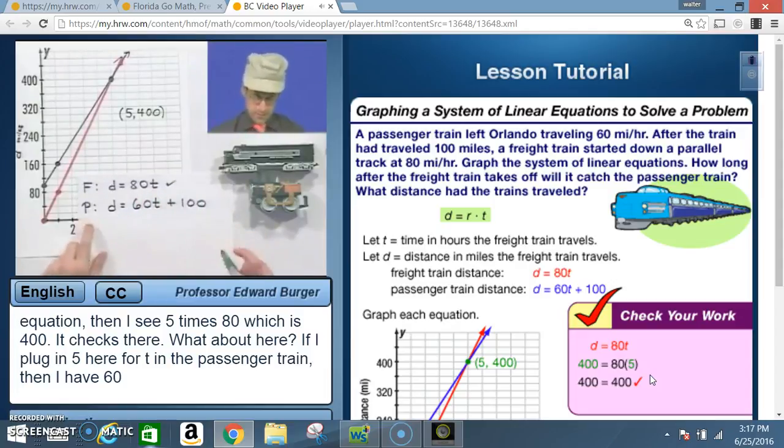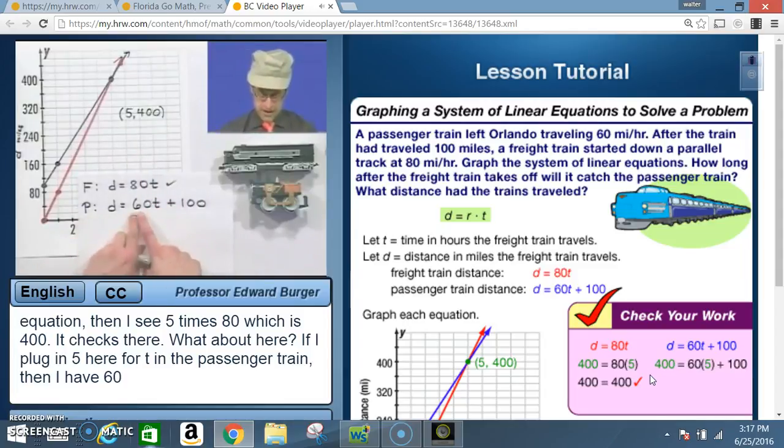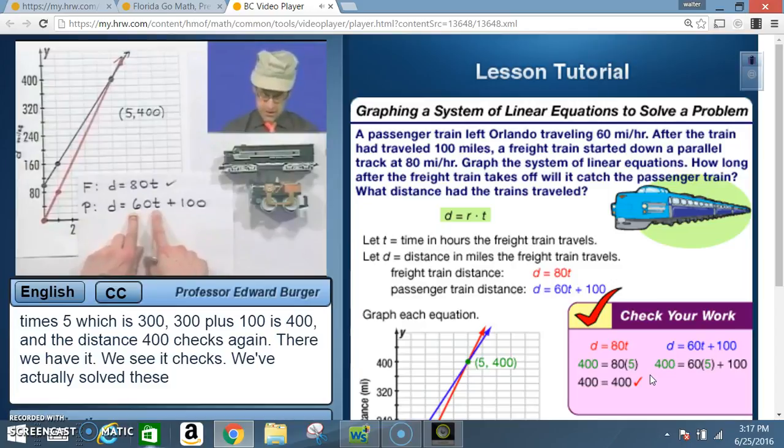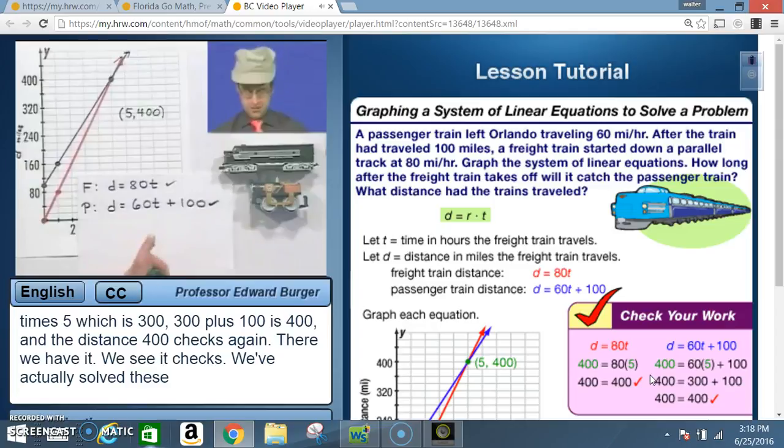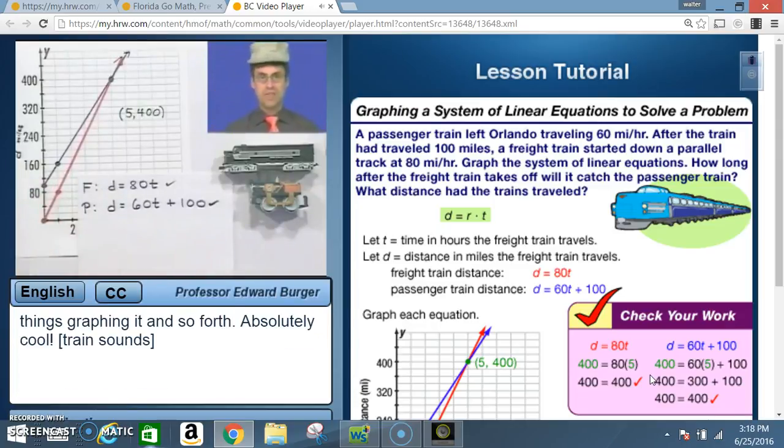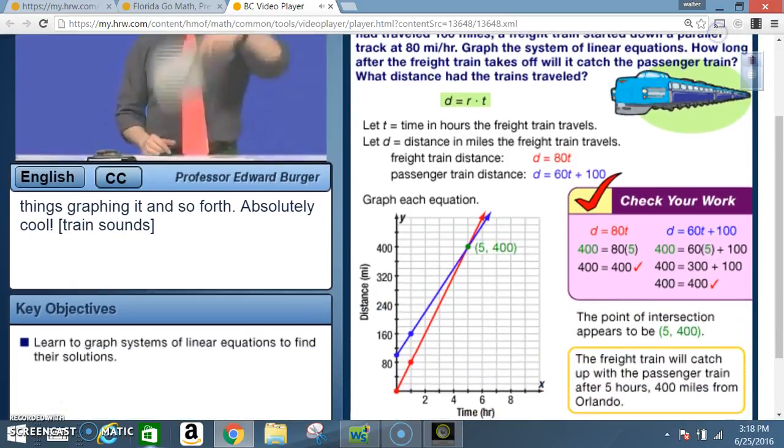And then what about here? If I plug in 5 here for t in the passenger train, then I have 60 times 5, which is 300. 300 plus 100 is 400, and distance is 400. It checks again. So there we have it. We see actually it checks, and we've actually solved these by looking at it, graphing it, and so forth. Absolutely cool.